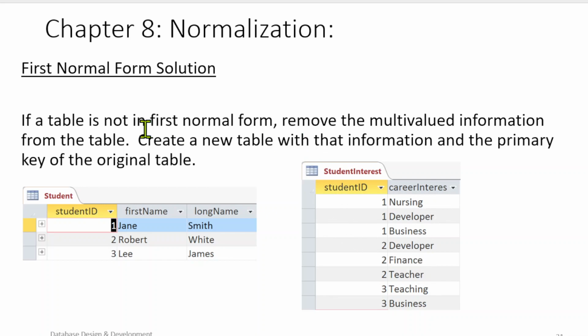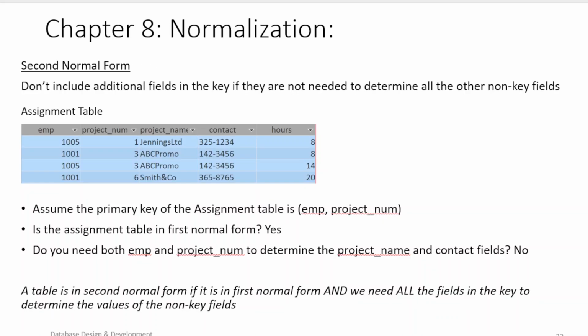But for the class you need it. So this is first normal form. That's the first thing to check for first normal form. Okay. Second normal form involves looking at keys.